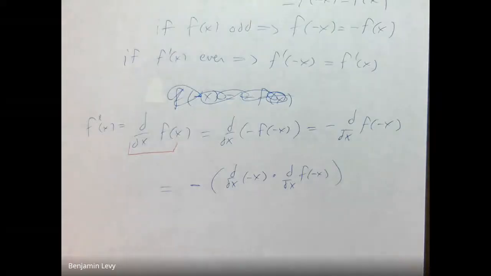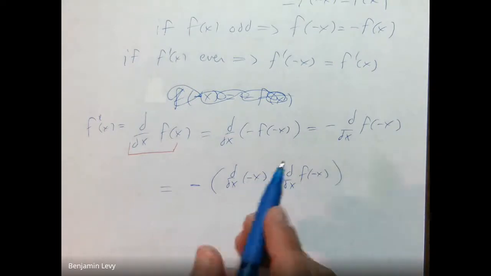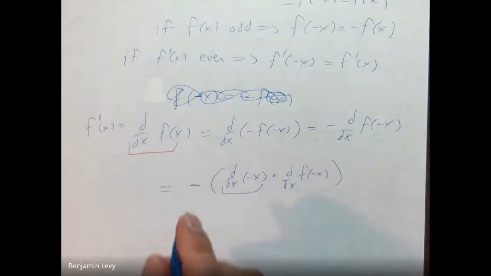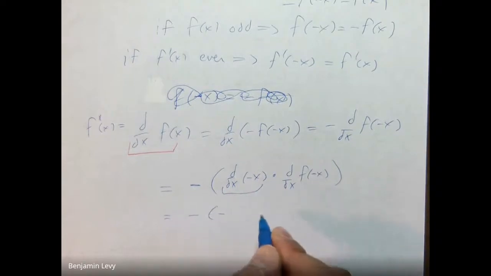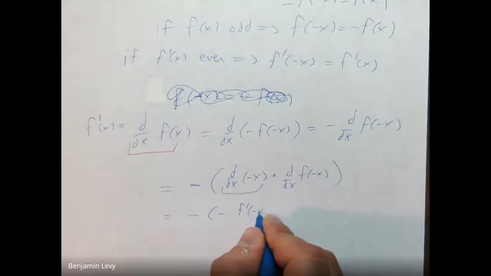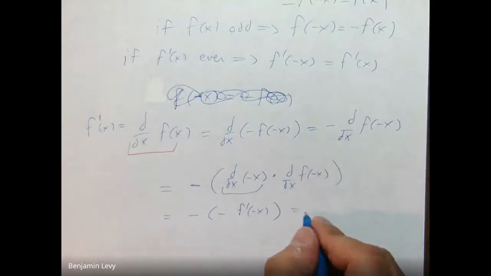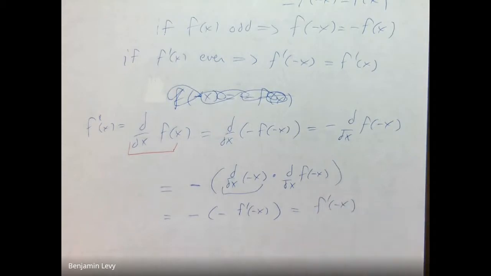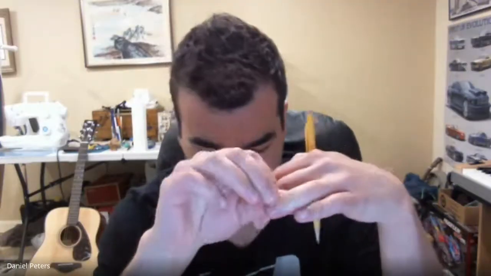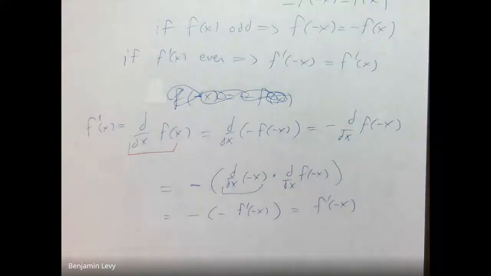Okay, and so this ends up being -1. So you have minus f prime of -x, which is f prime of -x. So we just showed that f prime of x equals f prime of -x, which is the definition of being even. Okay. That one was particularly tricky.